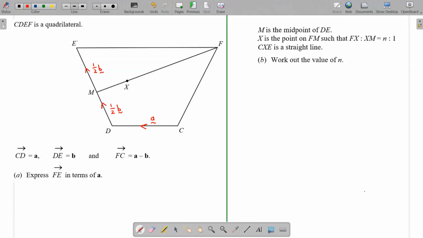So they're the two vectors that make up b, going from D to E. And FC is the vector little a minus little b. So F to C is little a minus little b. So that vector there is a minus b.